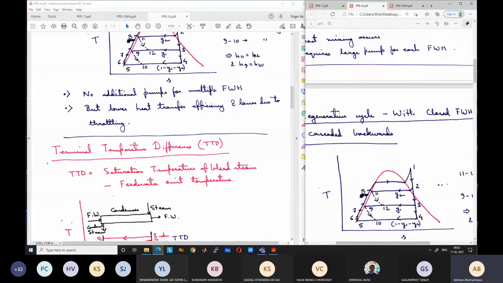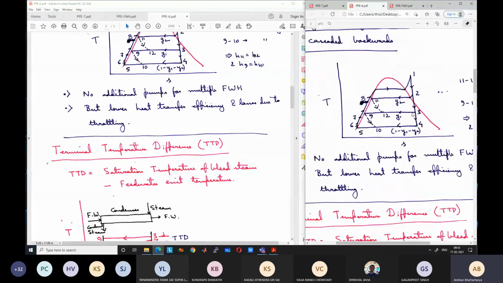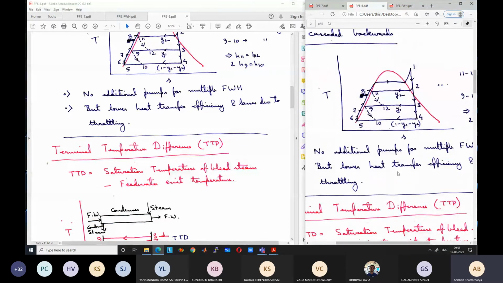There is a term known as terminal temperature difference, or TTD. What is this term? State 7 cannot be directly defined. While designing, it has to be defined beforehand so that we can do the energy balance for the heat exchanger. There is no way to find state 7.